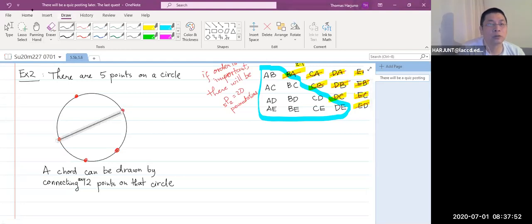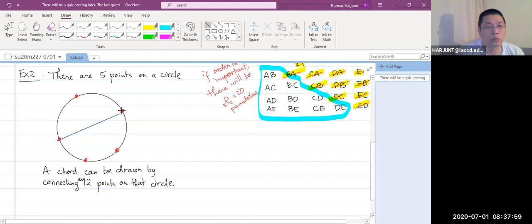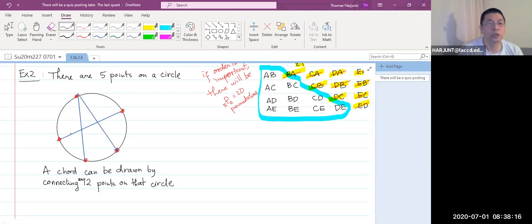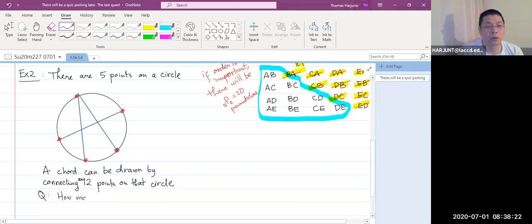Okay, let me use a different color. This is 1 chord. Okay, this is another chord. That's another chord. Oops. Okay. Now the question is how many chords can be drawn using these 5 points.